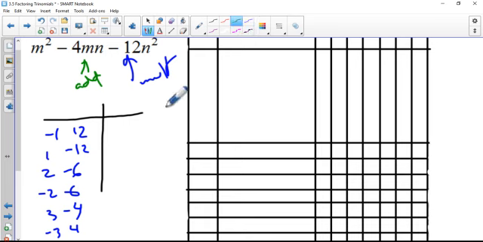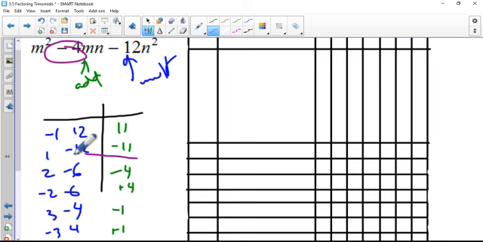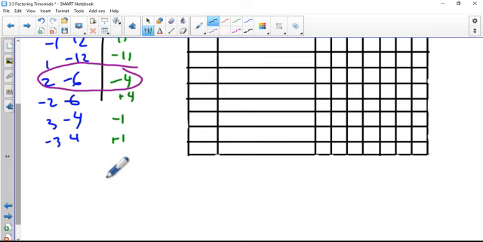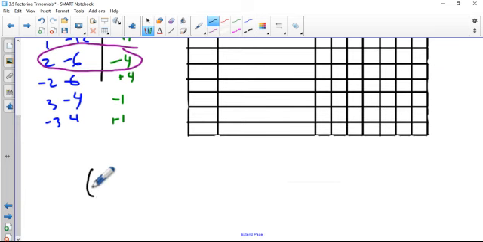And now we need to add these together. We've got 11, minus 4, plus 4, minus 1, plus 1. We are trying to get minus 4, so minus 4 is the winner. So our final solution would be, what was it, m's and n's? m plus 2n, m minus 6n.